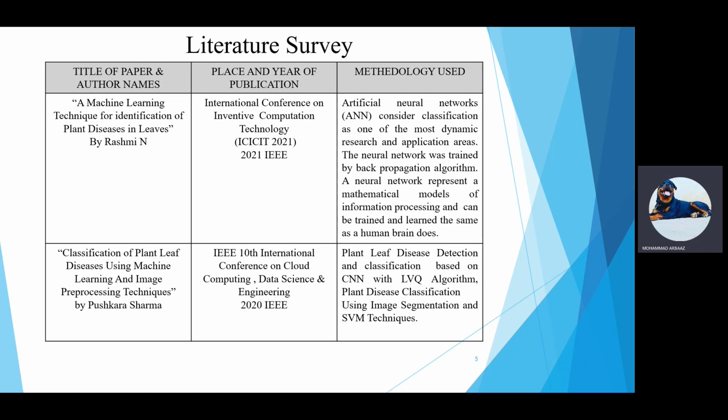An author by name Pushpakara Sharma has published classification of plant leaf disease using machine learning and image processing techniques, which was published in 2020 by IEEE. The methodology used is plant leaf detection and classification based on CNN, which is convolutional neural network, with LVQ algorithm, plant disease detection using image segmentation and SVM techniques.